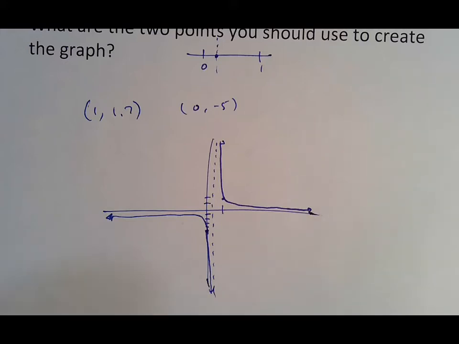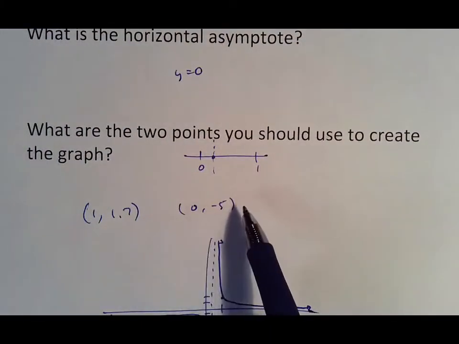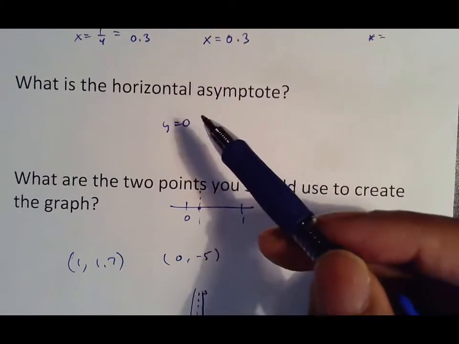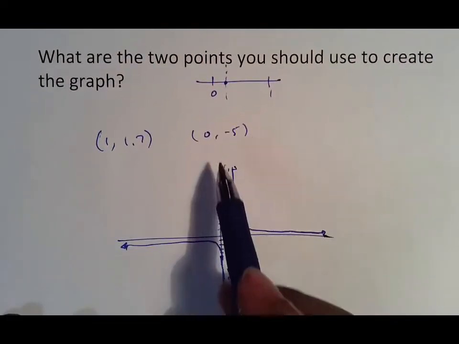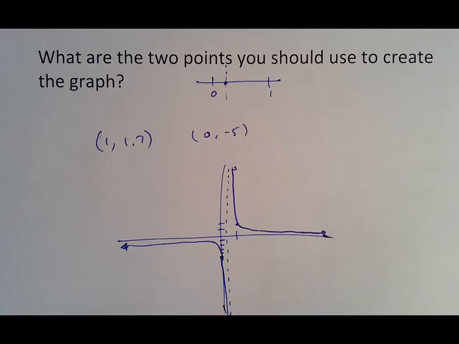The reason why all you need to do is find this, this, and these 2 points is because if you know what the asymptote is, and you can find a point on both sides of the vertical asymptote, then you pretty much know how to graph it. All right.